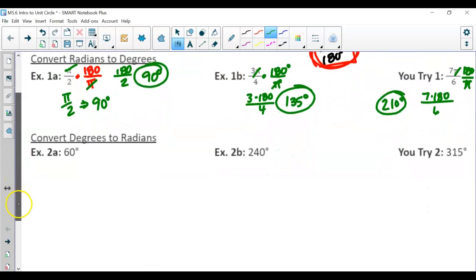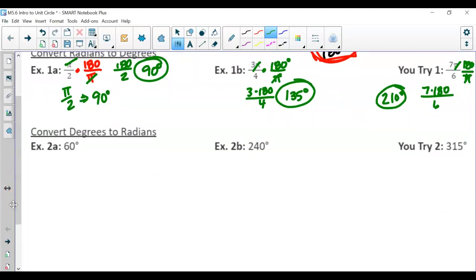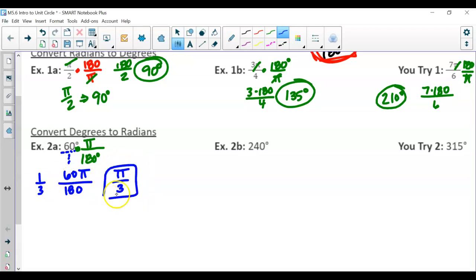So to go the other direction, we're converting the degrees. So that means we need to cancel out the degree, which means now we're going to divide by 180 degrees. Now we've got pi to 180. So now in here multiplying, now I've got 60 pi over 180, because this is like 60 over 1. Then, of course, simplify, and you're left with pi over 3, because this is 1/3. So pi over 3. That is 60 degrees in radians.